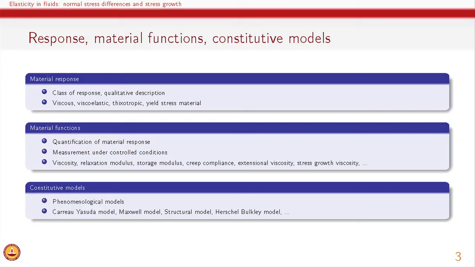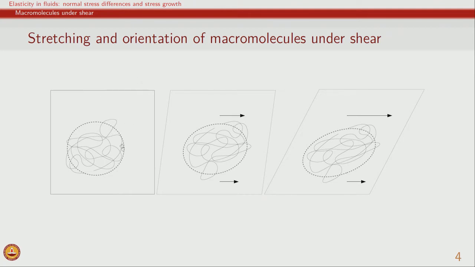And then of course, we continue our journey also by parallelly looking at some phenomenological models, which are simple models that can show us the basic mechanisms which are prevalent in generating the behavior that we are studying using these material functions. So, for example, we have already looked at Carreau-Yasuda and Maxwell model, and in these set of lectures we will look at, for example, the upper convected Maxwell model. So, let us summarize again our discussion related to macromolecules under shear.